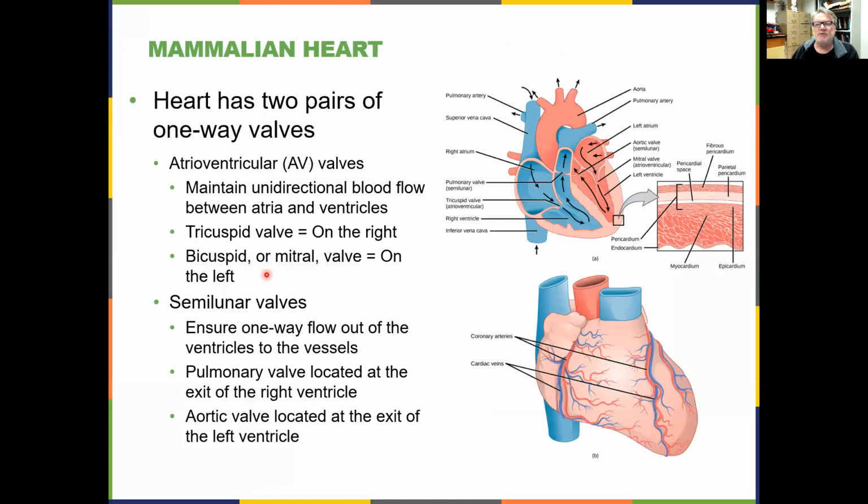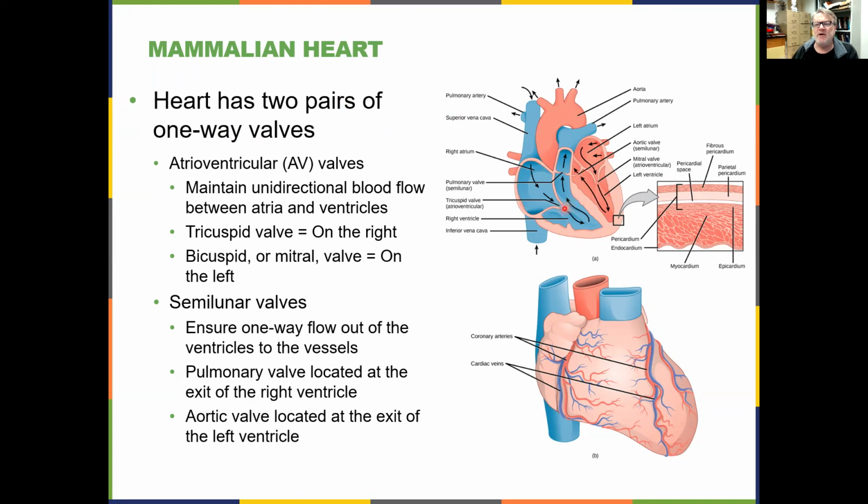Now, if we go back up to the heart, as blood is traveling through the circuits, the pulmonary circuit on the right side and the systemic circuit on the left side, it should be obvious that blood needs to travel in one direction through the circuit. But the pumping action of the heart would push blood in both directions if we didn't have some sort of valve that would only allow the blood to move in one direction as it's being pumped. So we have that. We have two pairs of one-way valves. So two pairs means four valves altogether.